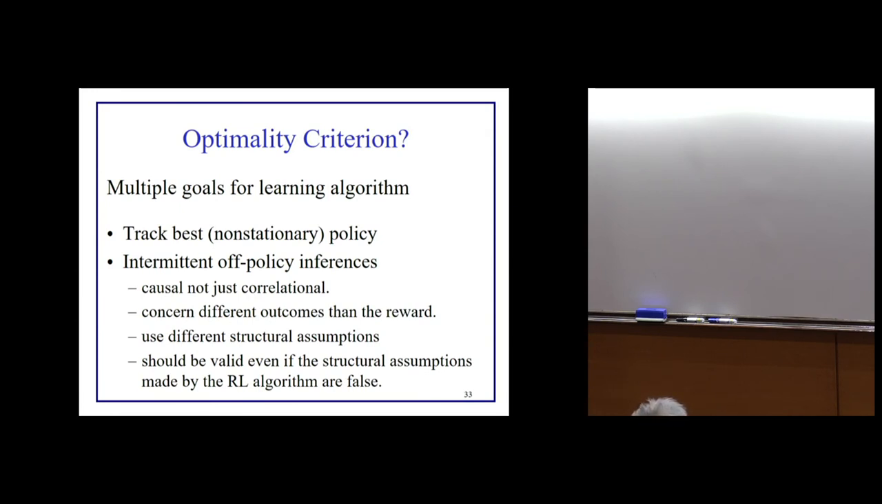In future, what we really want to do is have a schedule of intermittent off-policy analyses that go on as the trial progresses. And these should all be causal. They may concern different outcomes other than reward, for example burden. They might use different structural assumptions. And they should be valid even if the assumptions we're using in our RL algorithm, in particular this linear model for the reward, are false. And in our case, this will be the case because we're doing explicit randomization as opposed to UCB, which uses implicit randomization.